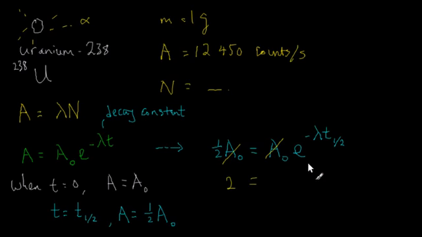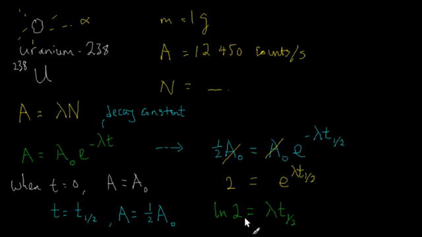If I take 1 over this whole thing, the power would change signs. Then I get e to the power of lambda t half without the minus sign. Okay, and if I now take the log on both sides, I get log 2 is equal to lambda t half.